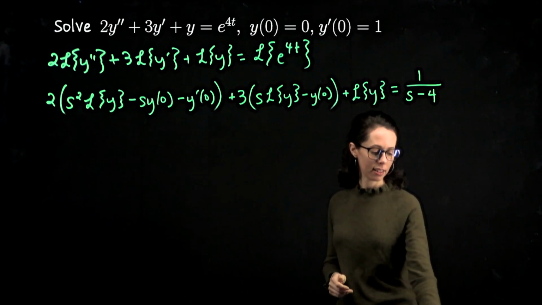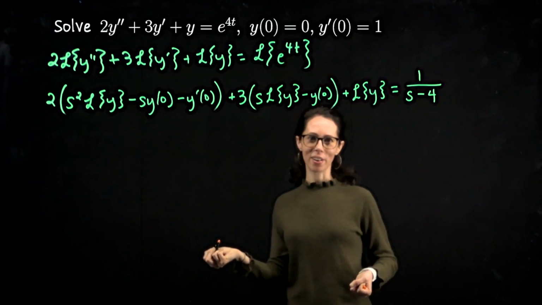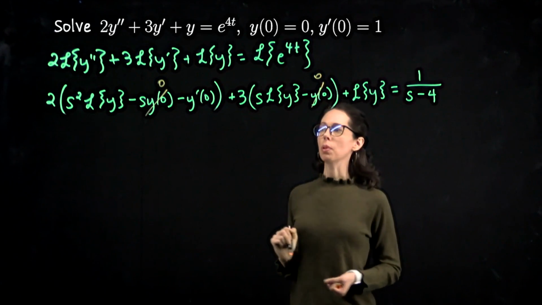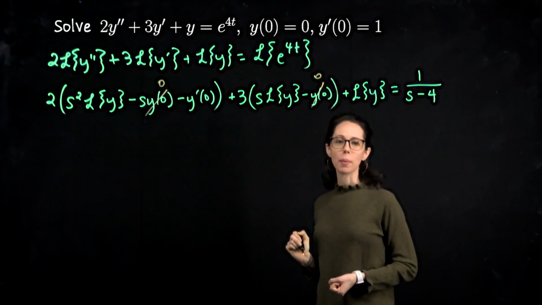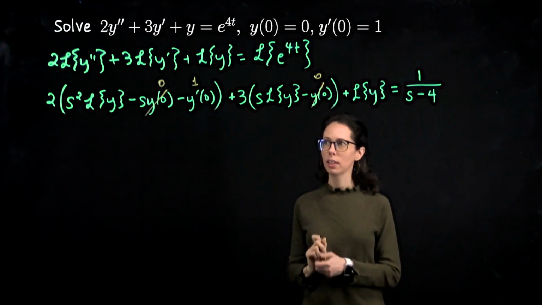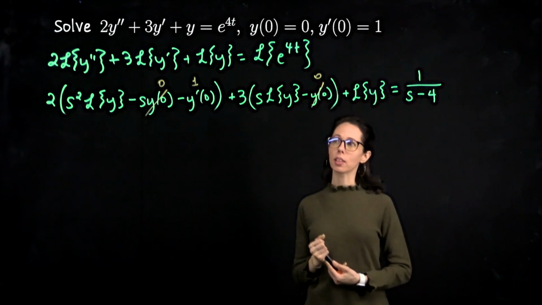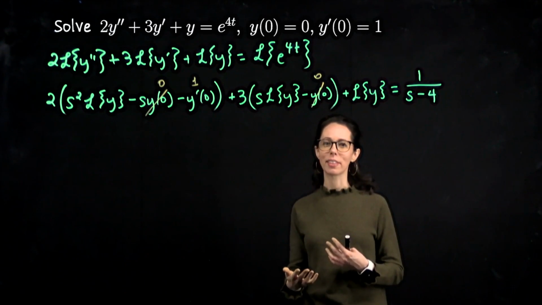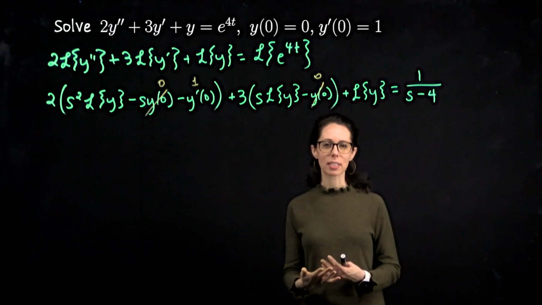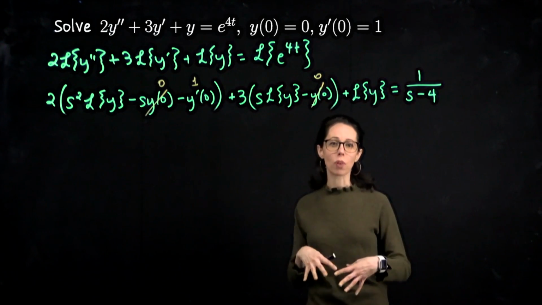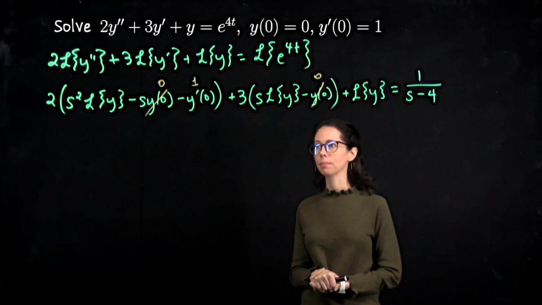Let's see. Where I have y of 0, we can just call that 0. So that's a little simplification. Y prime at 0 is 1. This is one nice thing about using the Laplace transform on this equation: we don't solve for a general solution and then come up with a system of equations to find the initial conditions. So that's kind of cool, that the initial conditions are brought right into the process at the very beginning.